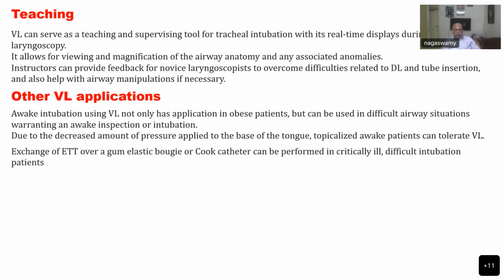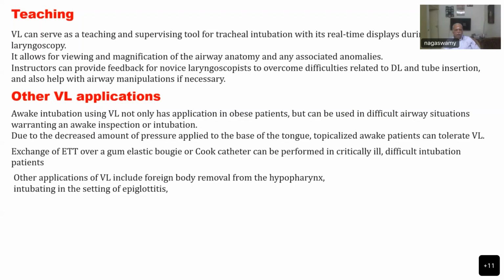So never just like that remove the tube. If you had difficulty in passing the tube, always leave a tube exchanger or a gum elastic bougie or a Cook's catheter, so that anytime you can re-intubate those patients. The other applications of VL scopy include foreign body removal from the hypopharynx, intubating in the setting of epiglottitis, which is a very common thing in the pediatric age group. Placement of double lumen tube also can be done better with video laryngoscope, and percutaneous tracheostomy also can be done with the help of video laryngoscope.